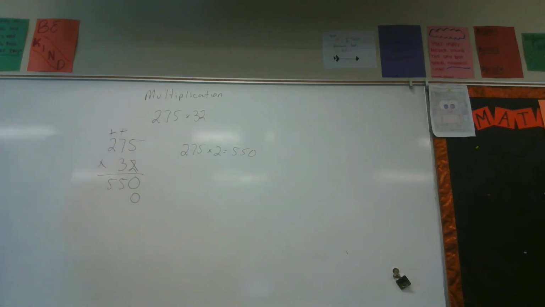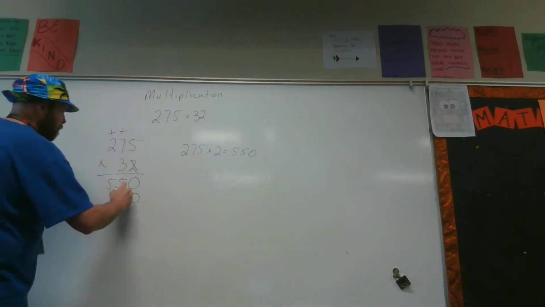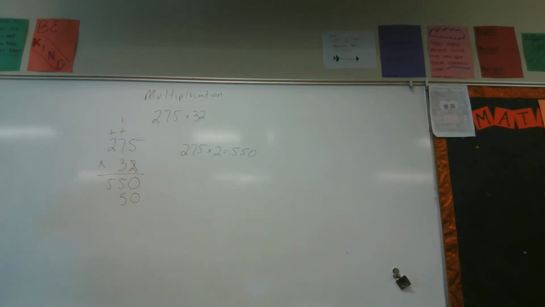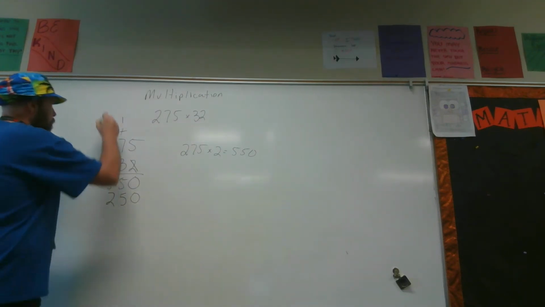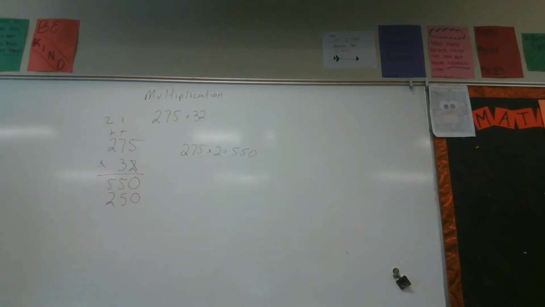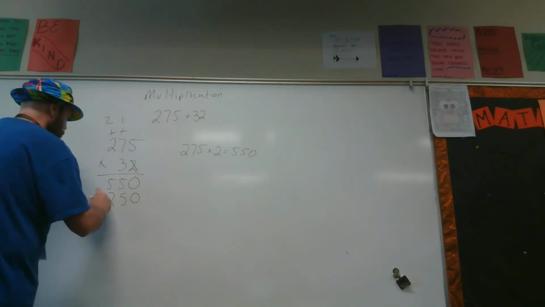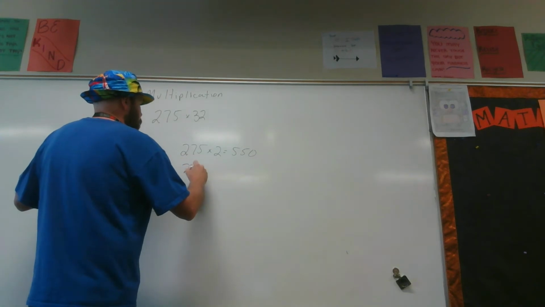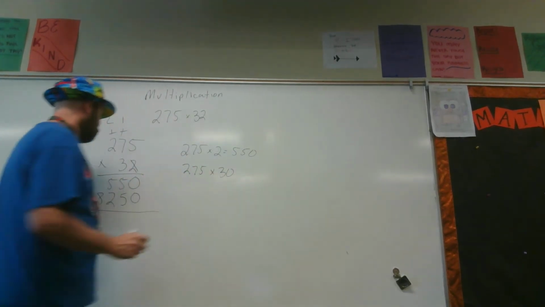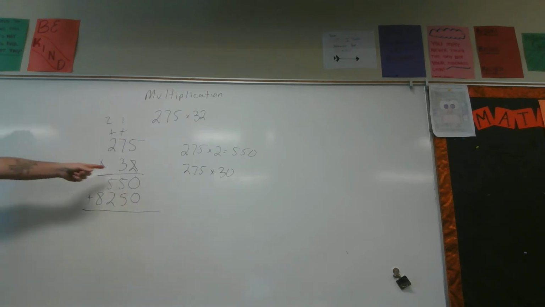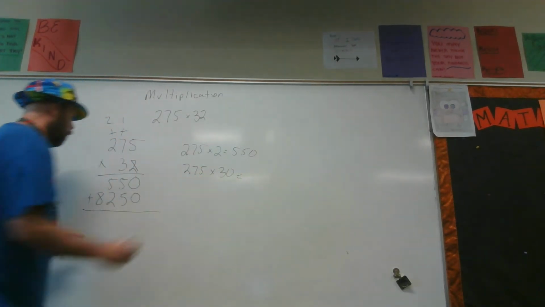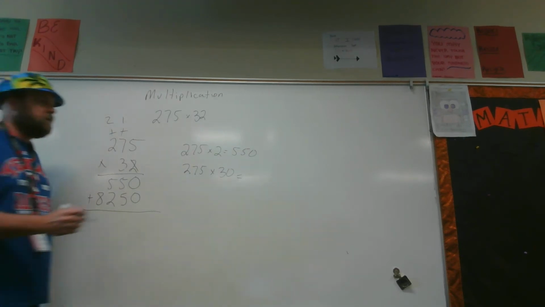Ashley, 3 times 5 is? 15. So I have 5 tens. 3 times 7 is? 21. Plus 1? 22. And 3 times 2 is 6, plus 2 is 8. And what we just did is 275 times 30, because we've already done our ones place, so now we're doing 3 tens, which equals 30. So 275 times 30, we know, equals 8,250.